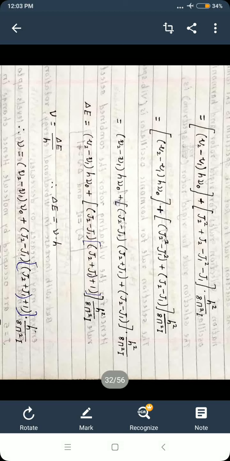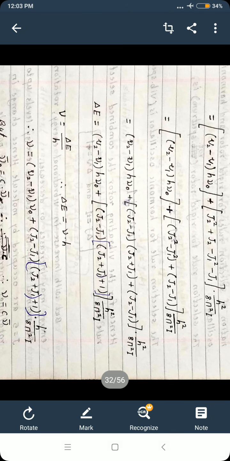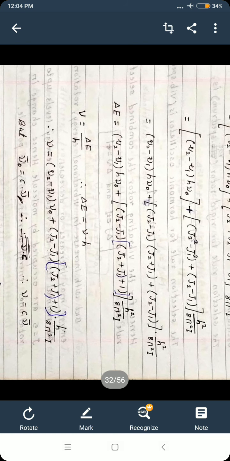Therefore, by solving that bracket squared, (J2 minus J1) in another bracket (J2 plus J1), then that as it is, (J2 minus J1) bracket as it is, into h squared upon 8 pi squared I. Then J2 minus J1 is common, therefore that becomes (v2 minus v1) h v0 plus (J2 minus J1) in bracket (J2 plus J1 plus 1) into h squared upon 8 pi squared I.